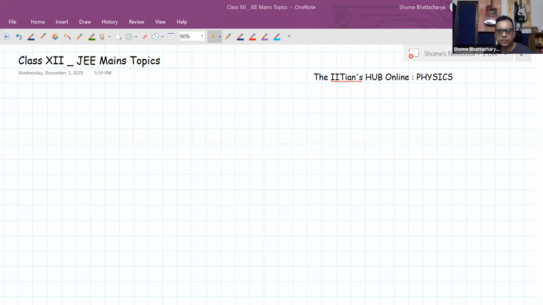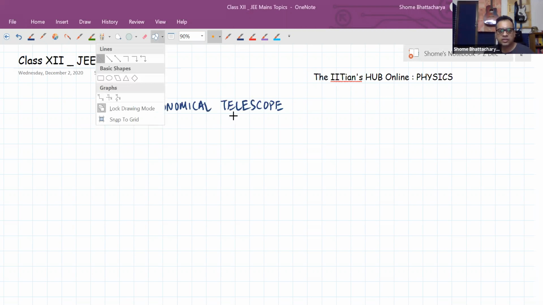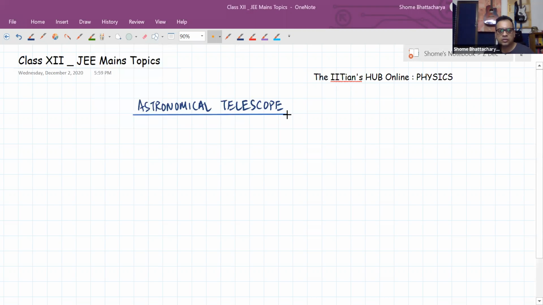Right, so let's begin with the discussion of the working of a telescope, astronomical telescope to be precise. In any case, in the last lecture, we discussed the Rayleigh condition for the resolution of two distant sources of light.